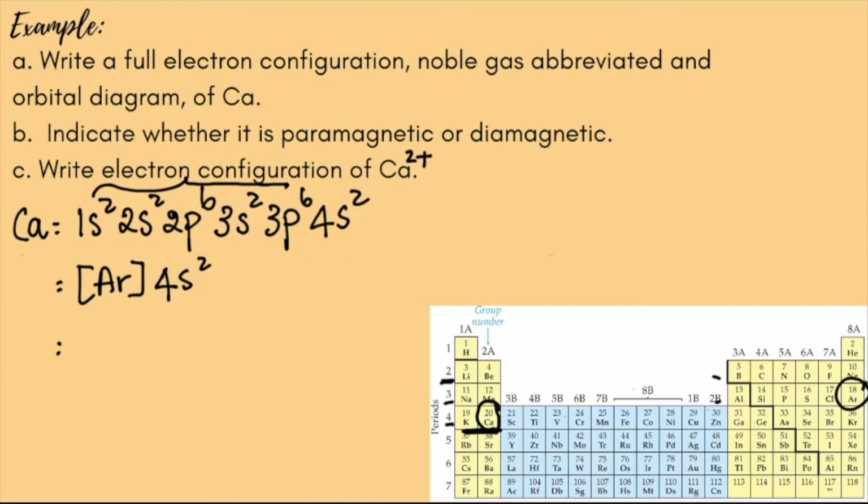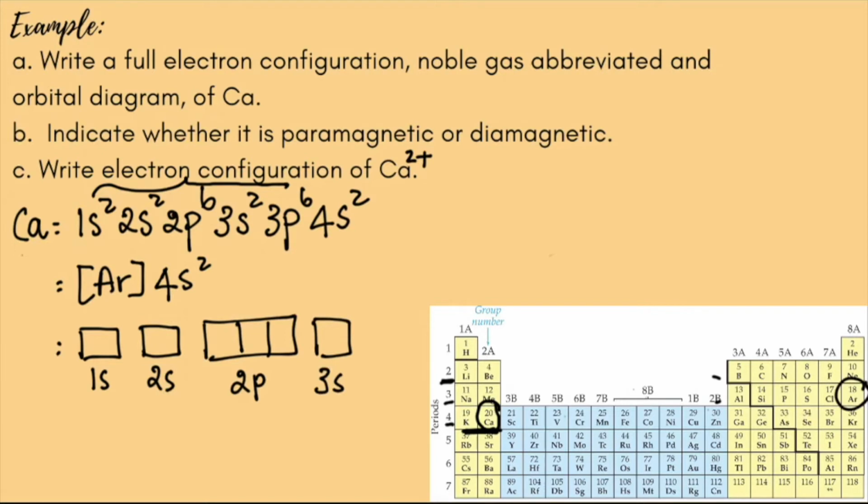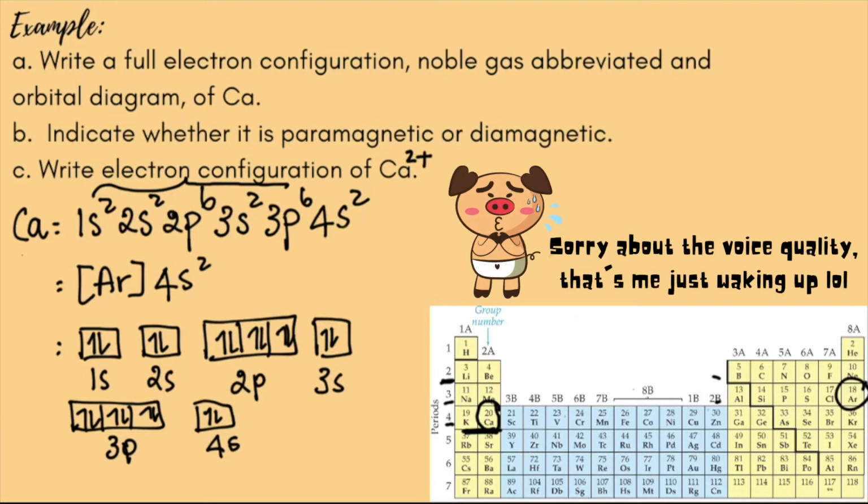Orbital diagram. S only has 1 orbital, which means it has only 1 box. So I would have 1s, 2s, 2p, 3s, 3p, and then 4s, and then start filling. So this is the orbital diagram of calcium. Everything is filled. Okay, so is this paramagnetic or diamagnetic?